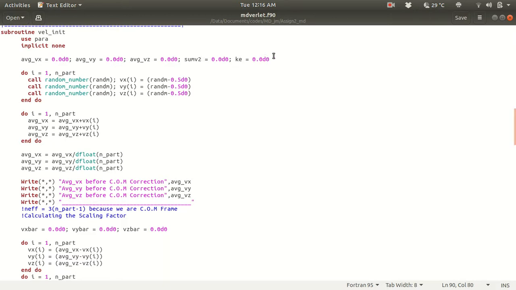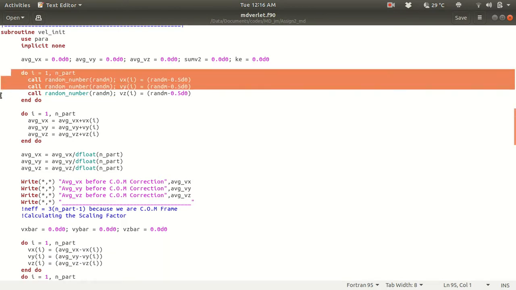All of the variables I have defined to be 0, and then I take vx, vy, vz, the initial velocities, randomly. I am choosing a uniform random number generator, RANDM, which gives a value between 0 and 1. I subtract 0.5 from this random number, so that the generated velocities will be between minus 0.5 and plus 0.5. Similarly for the y direction and z direction. This is how I initialize the velocities randomly.